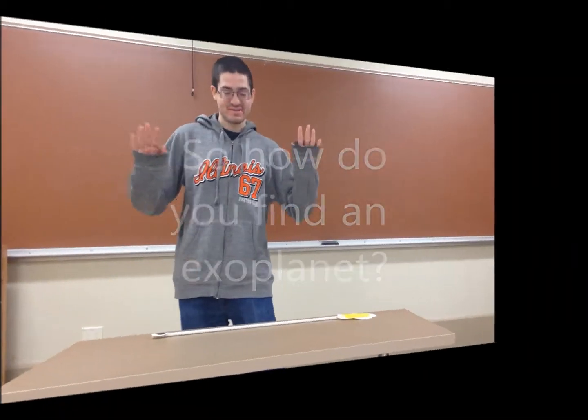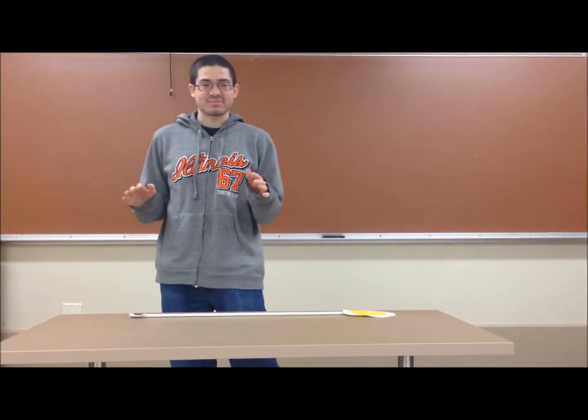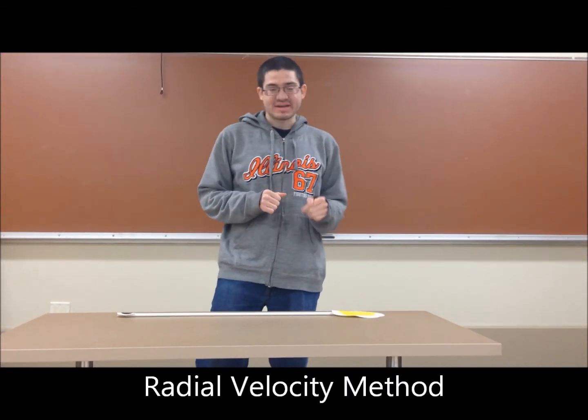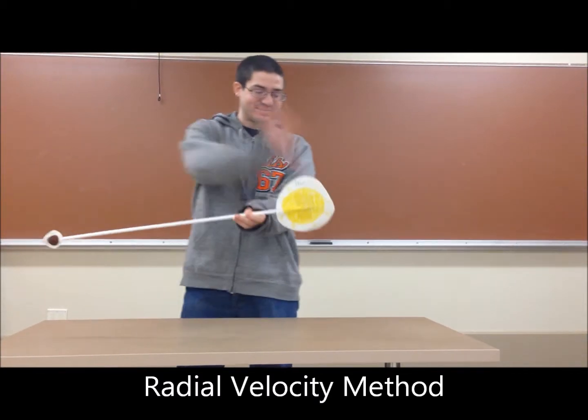Hi, it's Peter again. So what I'm going to talk about is how to find these exoplanets. In order to find the exoplanets, one popular method we use is the radial velocity method. In this method, we detect exoplanets by looking for the wobble the exoplanet induces in the parent star.